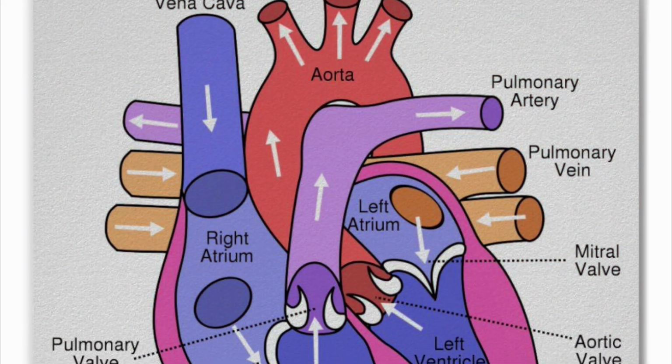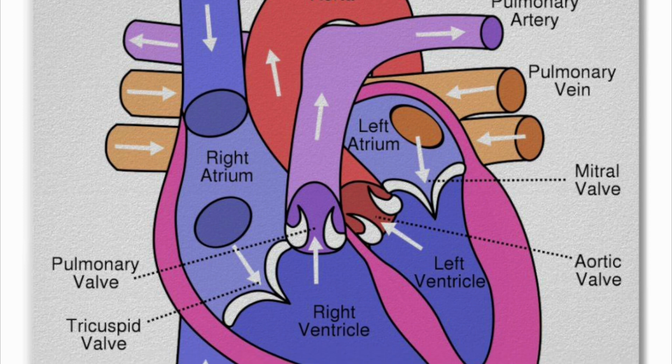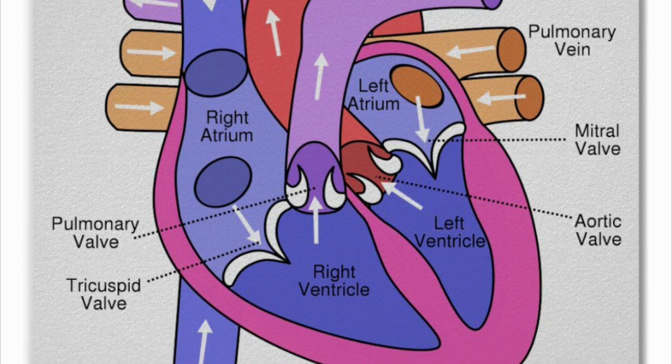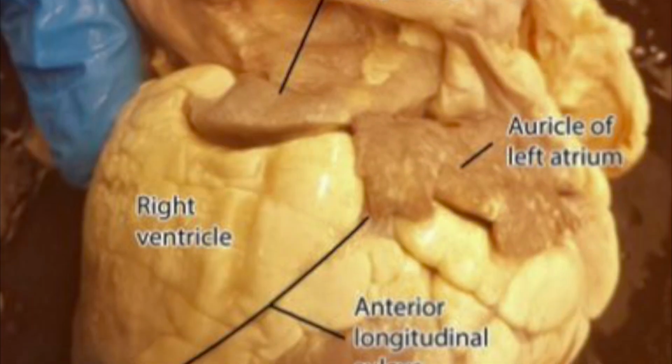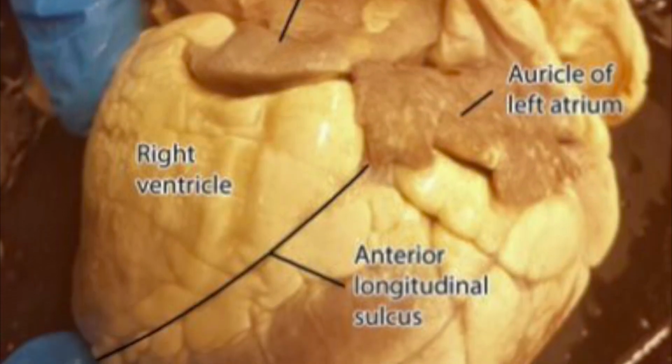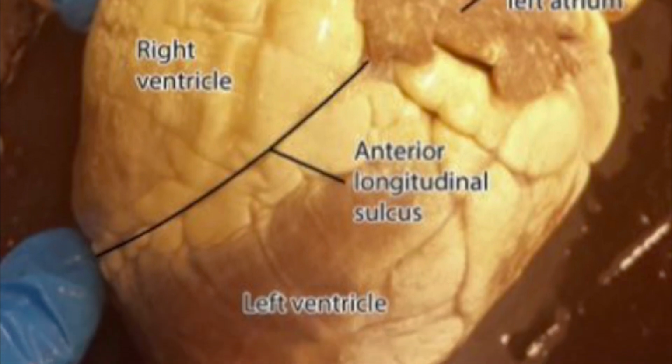For the heart dissection, we used sheep's hearts, which are very similar to human hearts, to weave through string to represent the pathways that oxygenated and deoxygenated blood use to go through the heart. We used blue string for deoxygenated, and we used red for oxygenated.